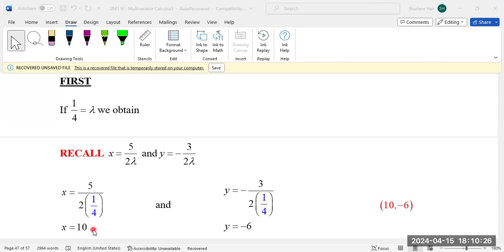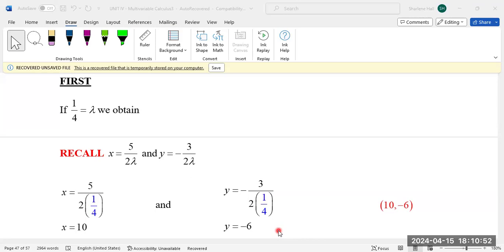Now try this one for me, please: negative 3 over 2 lambda, and tell me if you get negative 6. Yes, sir, I got negative 6. The rest of you? Yes, sir, I agree.